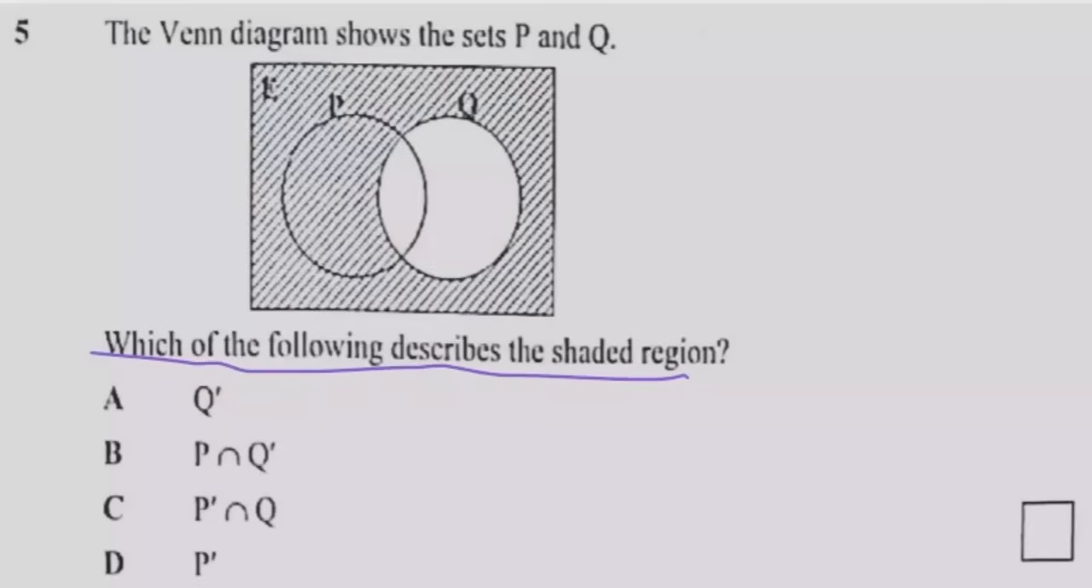So let's look at the Venn diagram again. You can see that the shaded region is outside set Q. So what I'm trying to say is that the unshaded part is the entire set Q. Set Q is not shaded.